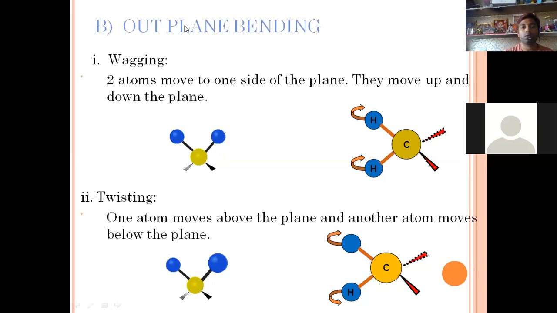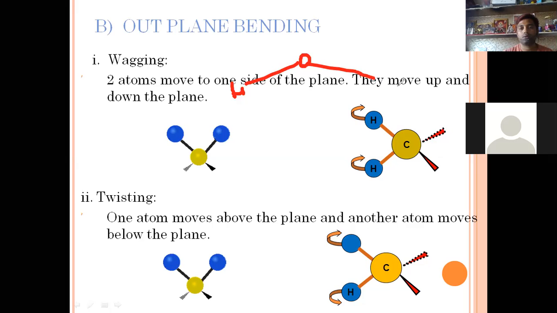Suppose this is a water molecule, and this is the plane. So they move up and they move down.